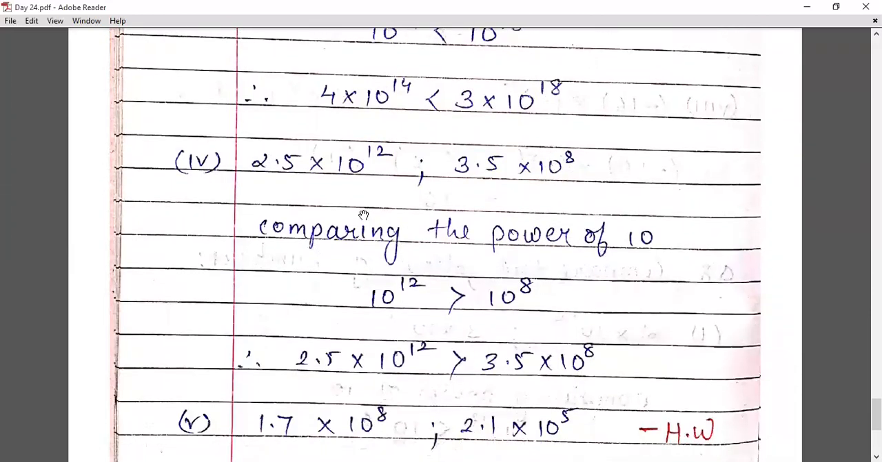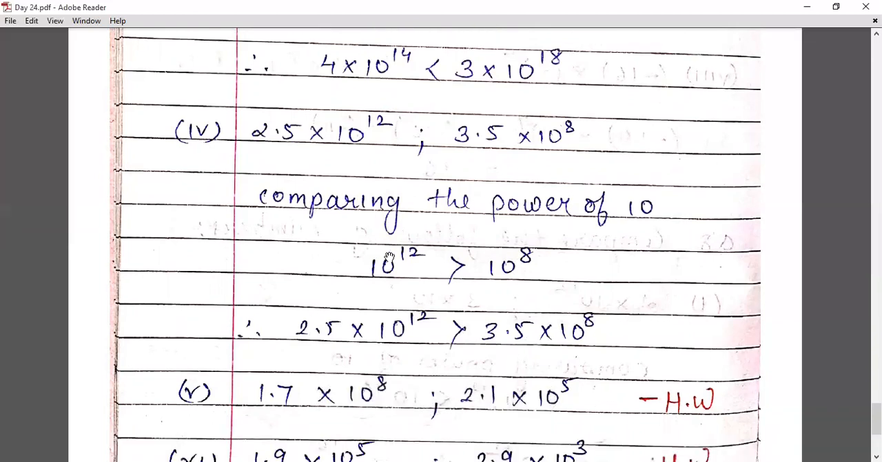Part 4, 2.5 into 10 to the power 12, 3.5 into 10 to the power 8. Again see the numbers 2.5 and 3.5. There is one digit before the decimal and one digit after the decimal, so we will compare the powers of 10. 10 raised to 12 and 10 raised to 8. 12 is greater, hence 10 raised to 12 is greater than 10 raised to 8. Therefore 2.5 into 10 to the power 12 is greater than 3.5 into 10 to the power 8.